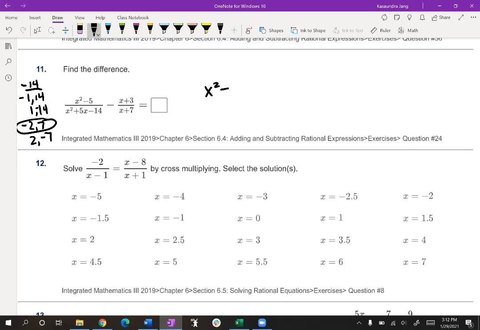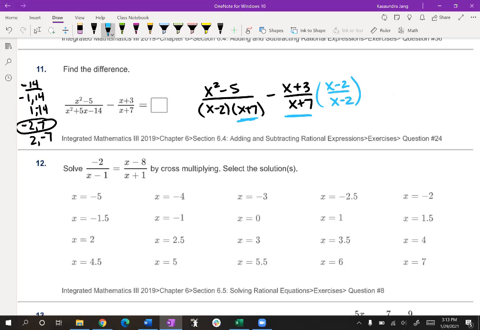Okay, so x squared not plus but minus 5 over my factored form. I'm going to put the x minus 2 and the x plus 7 in my denominator here. All right, I've got x plus 3 over x plus 7. Okay, so I just kind of rewrote it in factored form. And then what this tells me is, okay, they both already have an x plus 7. I'm missing the x minus 2 on my second fraction. So I'm going to multiply by x minus 2 over x minus 2. So now they both have the x plus 7. They both have the x minus 2 in the denominator. So they actually have common denominators now. Good, that's what we're going for.